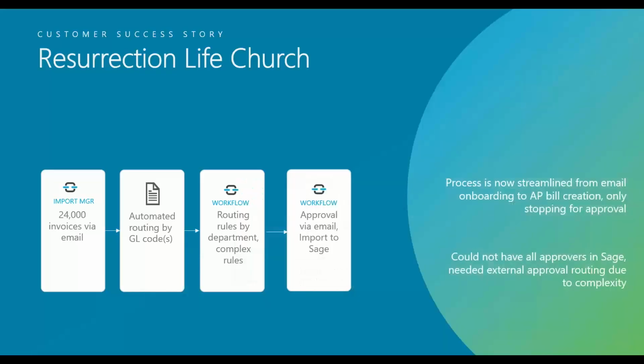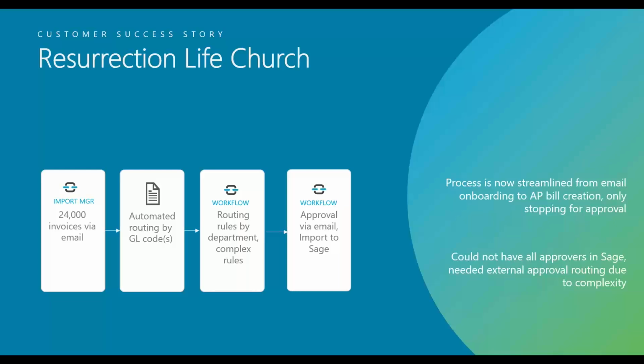Another example is Resurrection Life Church. In their case, they use the import manager to monitor an email inbox. They brought the documents in and automated the routing based on the GL code. It wasn't necessarily based on the dollar value of the invoice. Many of us think of approvals based on dollar values, but the beauty of DocLink is we can handle very complicated, very complex routing rules based on any of the data that is associated with a document.